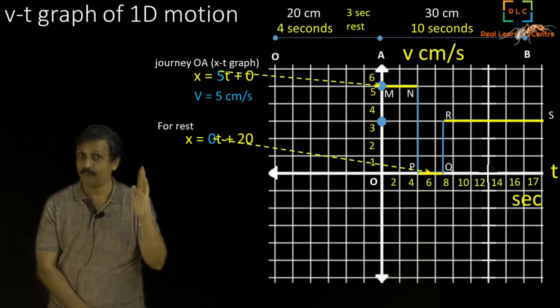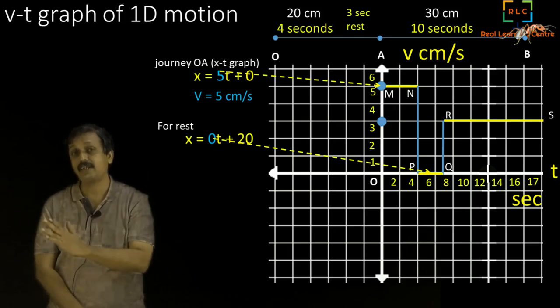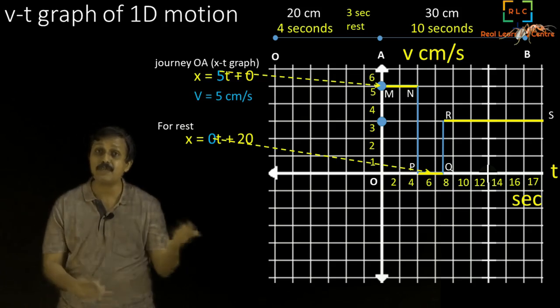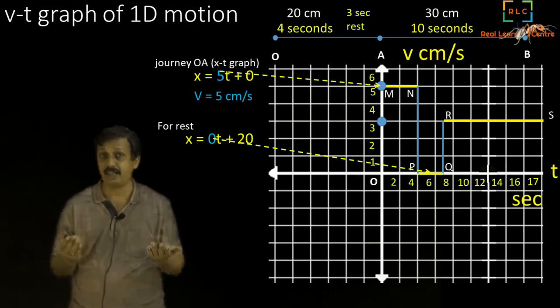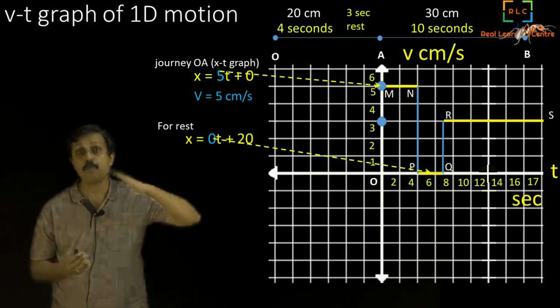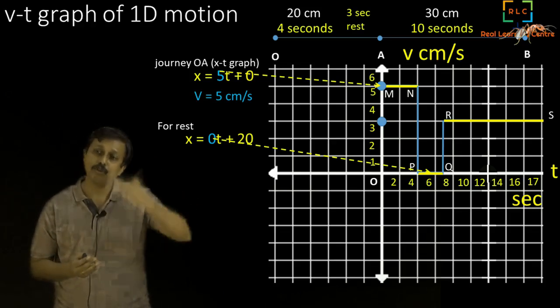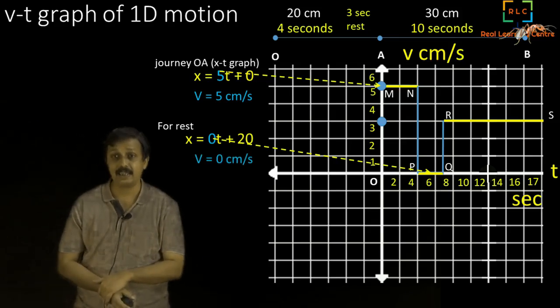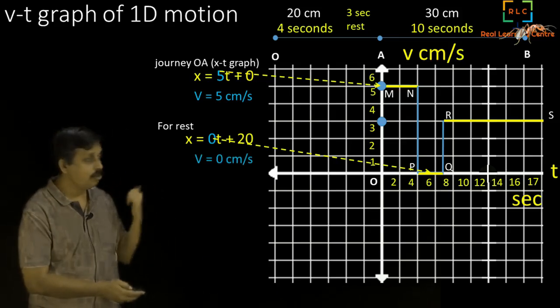Basically the XT graph shows where it is, and the VT graph shows how fast it moves. So I am trying to show you the link between the XT graph and the VT graph. Whatever the slope in the XT graph turns out to be is the actual value in the VT graph. So you can clearly see here, for the second one it is 0 meters per second.